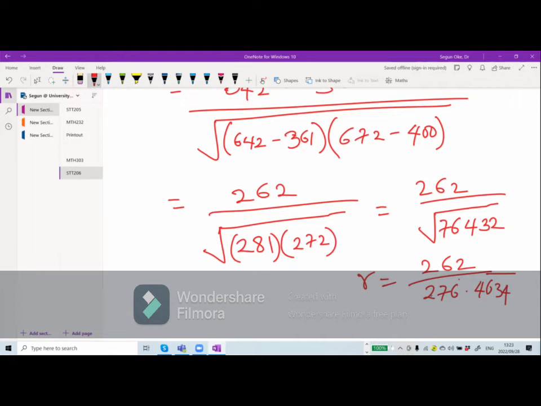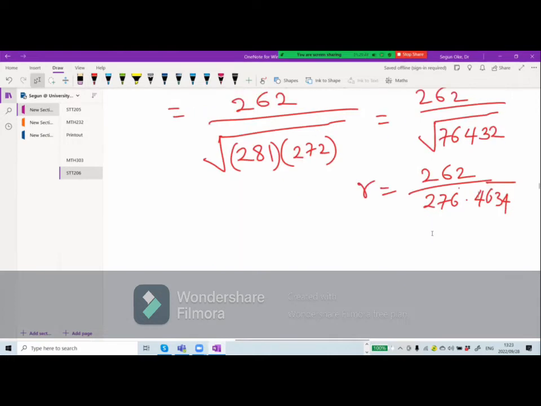Okay. So now let's divide it. What is R? It is 262 divided by 276.4634, which equals 0.9476, approximately 0.9477.